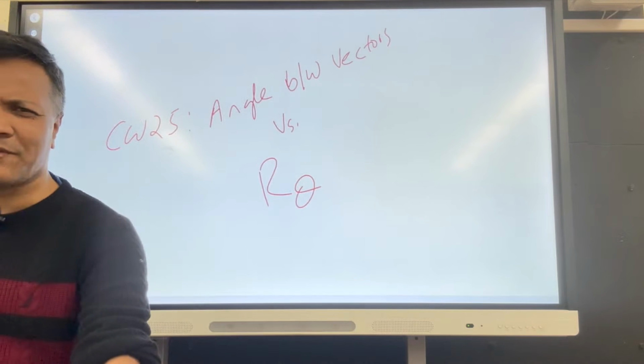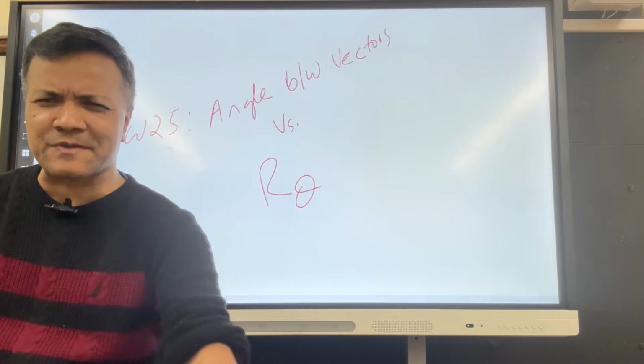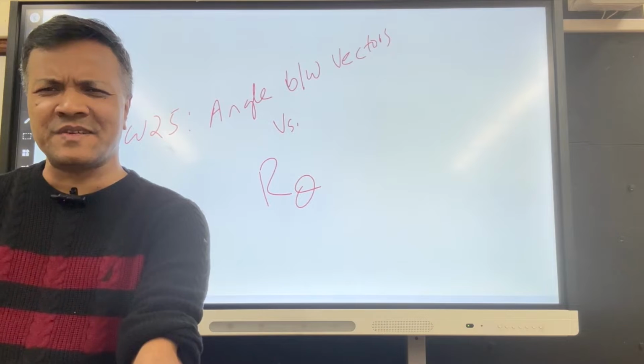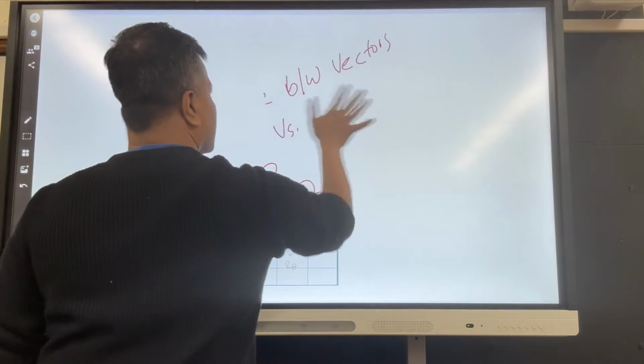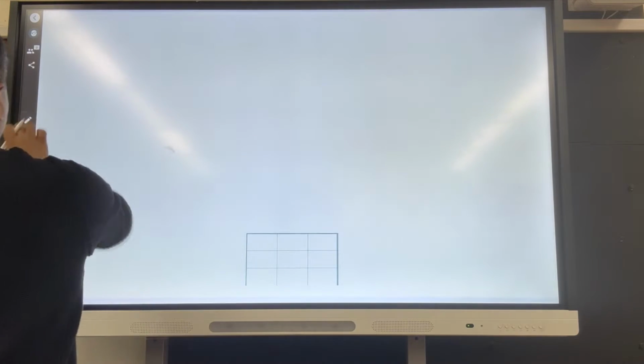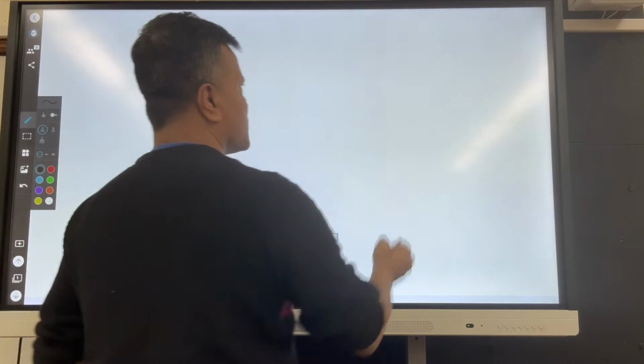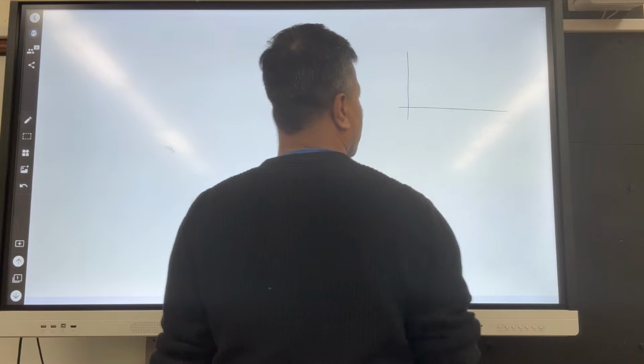So classwork 25, we're going to investigate the differences between angle between vectors and the resultant angle. Okay, so let's start with a very simple problem. Problem number 1.